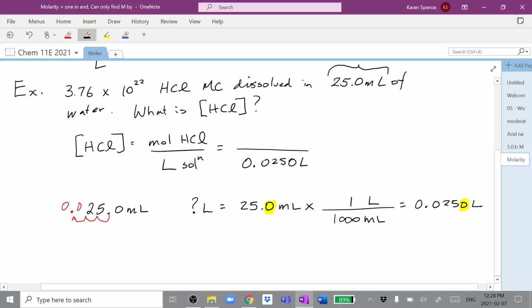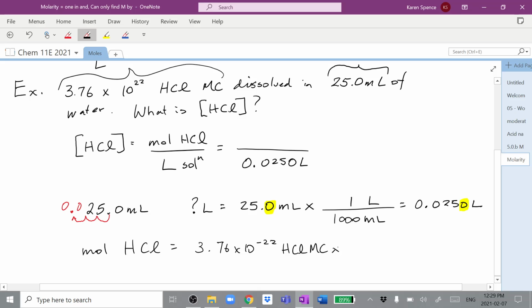Well, that's very nice, but I need to have my moles of HCl. Right now, I only have molecules of HCl. So, what are my moles of HCl? Well, I know I can convert between molecules and moles using Avogadro's number. 3.76 times 10 to the 22 HCl molecules times 1 mole per 6.02 times 10 to the 23 molecules.